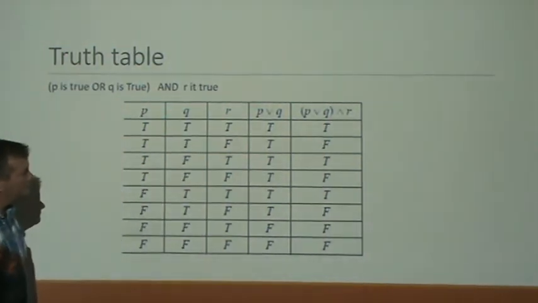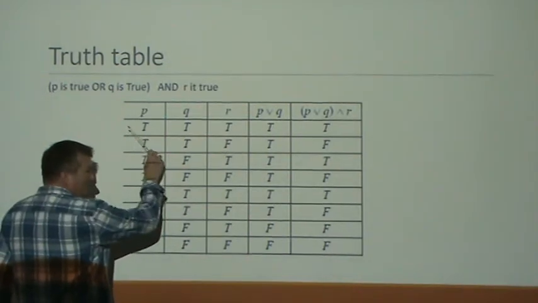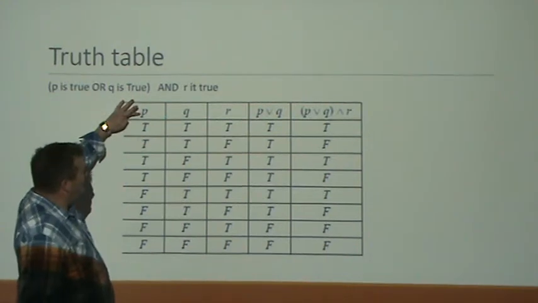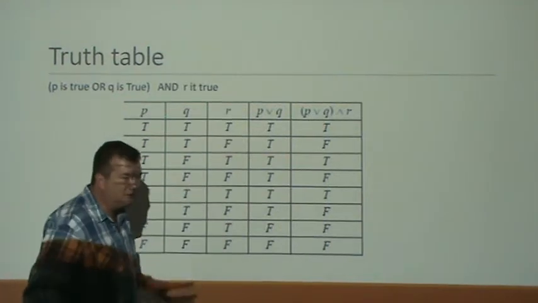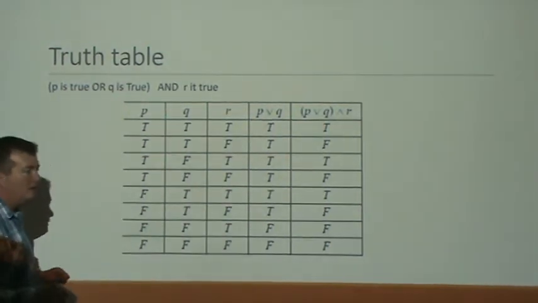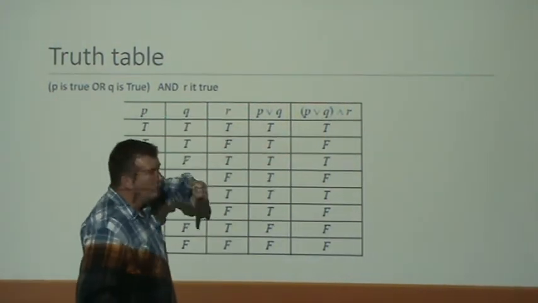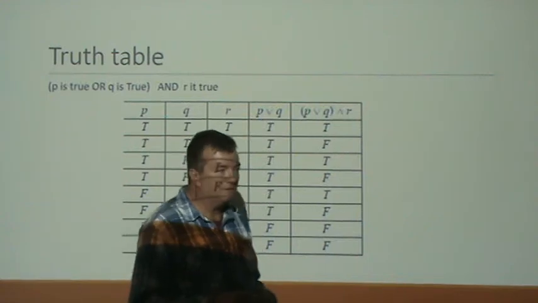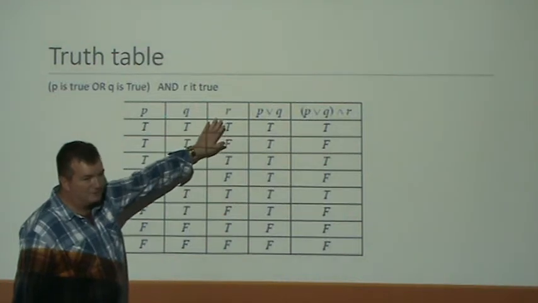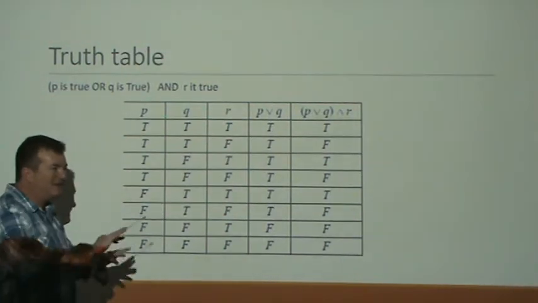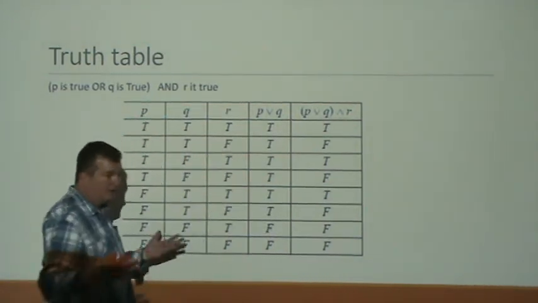Okay, so we would want to take all the possible Boolean outcomes. P could be true or false, Q could be true or false, R could be true or false. So how many different combinations of P, Q, and R could there be? Well, it turns out it's the number of outcomes, 2, raised to the number of events, 3. So 2 raised to the power of 3. There's 8 different combinations of how the variables P, Q, and R could come out.